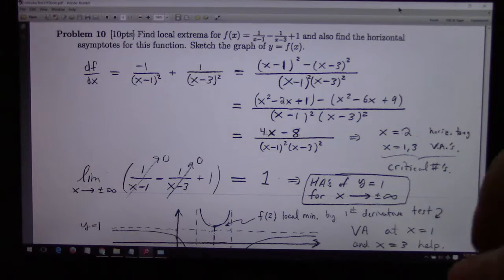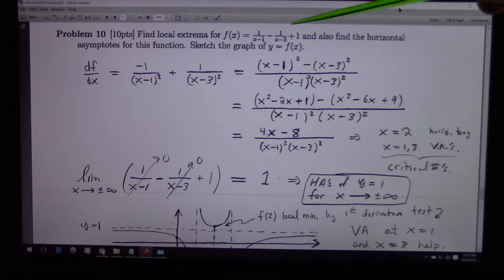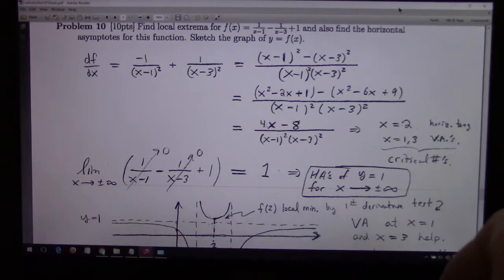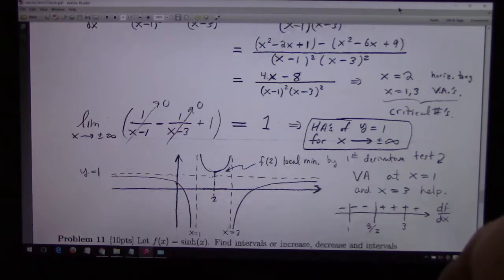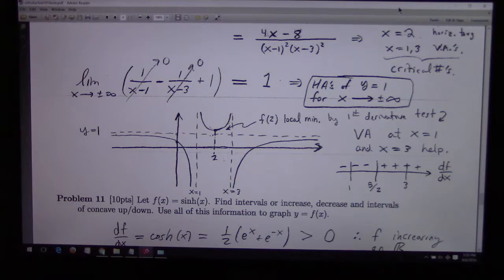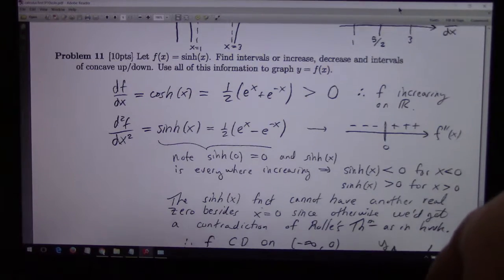Here's another. Find local extrema for 1 over (x minus 1) minus 1 over (x minus 3) plus 1. Find horizontal asymptotes. Horizontal asymptotes I won't ask you about just yet because that's limits at infinity, which we'll get back to eventually. I don't know. Okay, so there's that, and let's see here.